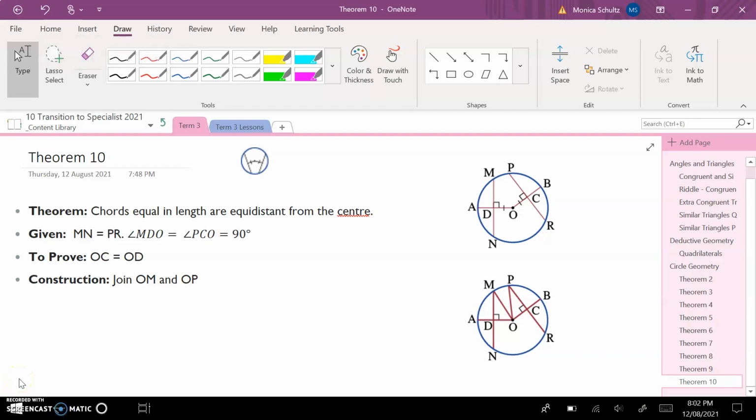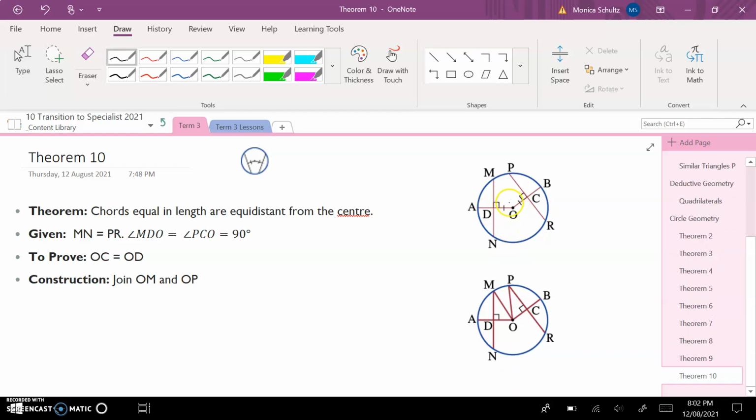So the next theorem is theorem 10. It is that chords equal in length are equal distance from the center. So we want to show that OD and OC here are equal distance, so equal length. We're given that our chords MN and PR are equal length, and we know that MDO and PCO are going to equal 90 degrees.